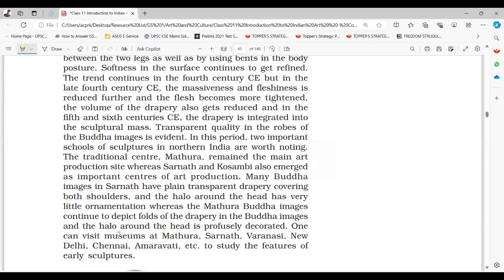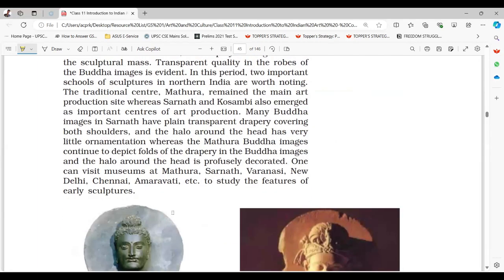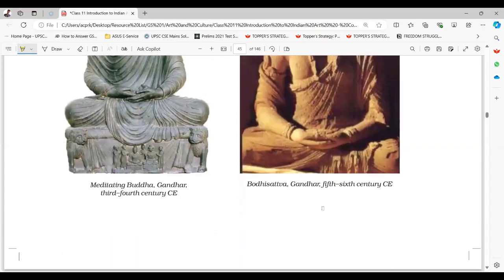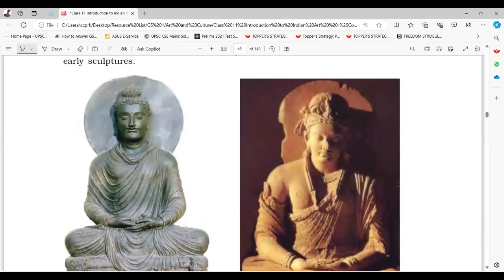One can visit museums at Mathura, Sarnath, Varanasi, New Delhi, Chennai, Amaravati, etc. to study the features of early sculptures. Meditating Buddha, Gandhara, 3rd to 4th century CE. Bodhisattva, Gandhara, 5th to 6th century CE.